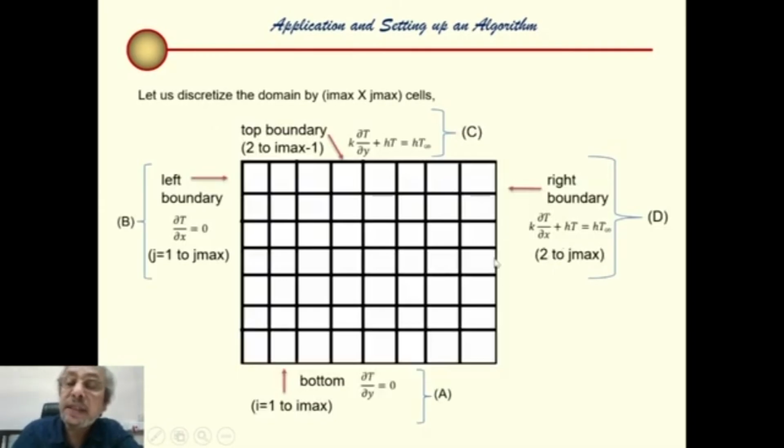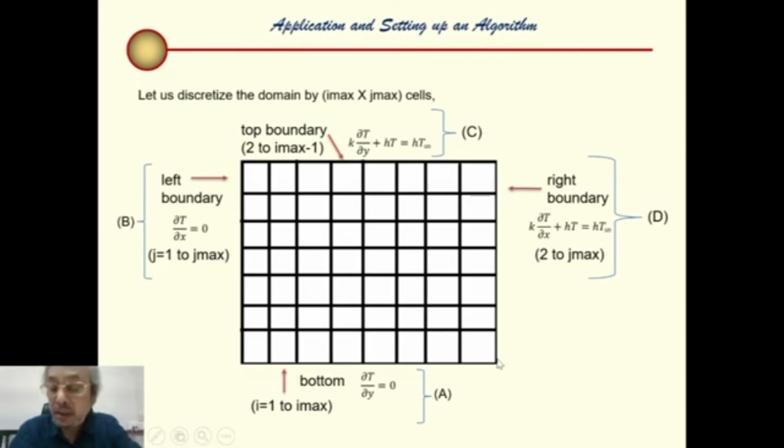Then from D, again the same thing, K del T del X. That means if this is I max, all I max points, at j equal to 1, j equal to 2, j equal to 3, j equal to 4, and so forth. Every point's I coordinate is I max.